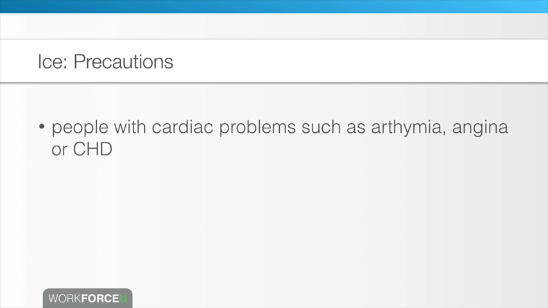Now, precautions would be people with cardiac problems such as arrhythmias, anginas, or congestive heart disease. The reason for this is it's kind of a shock to the system, and you wouldn't want to overload the heart. So you definitely have to exercise caution with these people. People with high blood pressure, so if you vasoconstrict, or cause the blood vessels to shrink, you're going to increase the blood pressure even more. So you want to exercise precaution with those people.